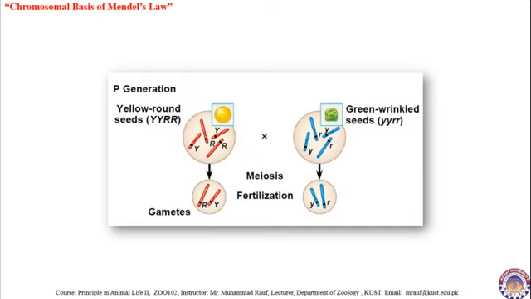Here we have slightly magnified the image you saw in the previous slides. These are the two parents, true breeding. One is true breeding and homozygous dominant for seed color and seed shape. The other is also a true breeding variety, homozygous recessive for seed shape and seed color. Then they produce gametes. Because they are homozygous true breeding varieties, all the gametes will be of the same type.